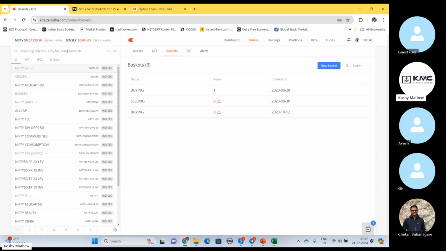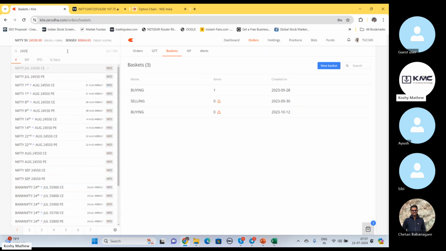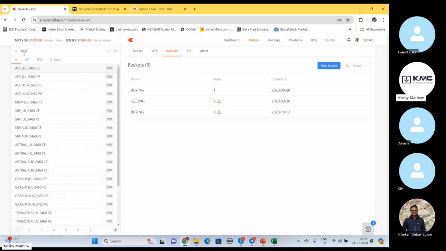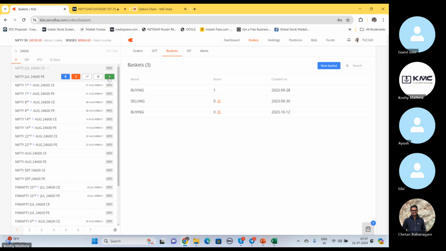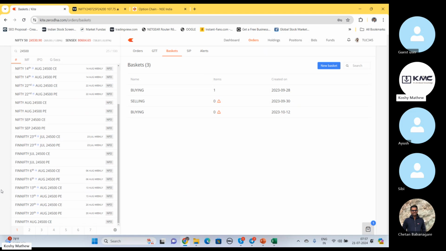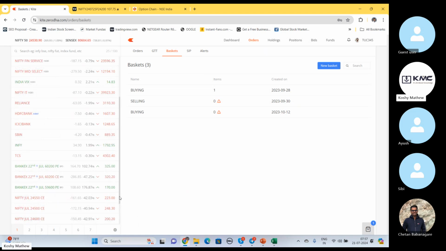In the same way, 24,550 strike price, so 550 put, 24,600 put, and 24,500. See, this is also the same way. You have to be familiar with this concept. Otherwise, when you buy options and play, you'll make a loss. 550 is at the money. At the money, 240 rupees premium.